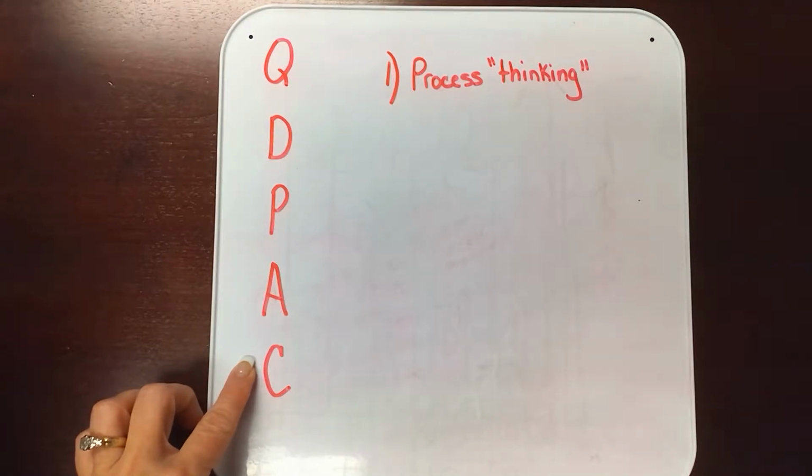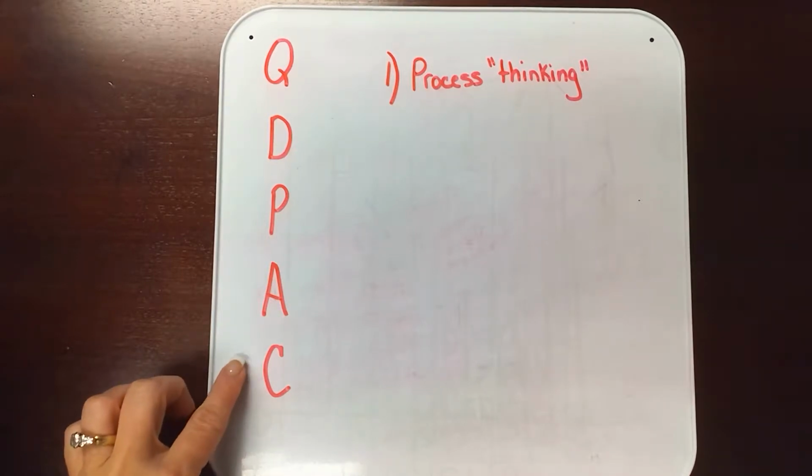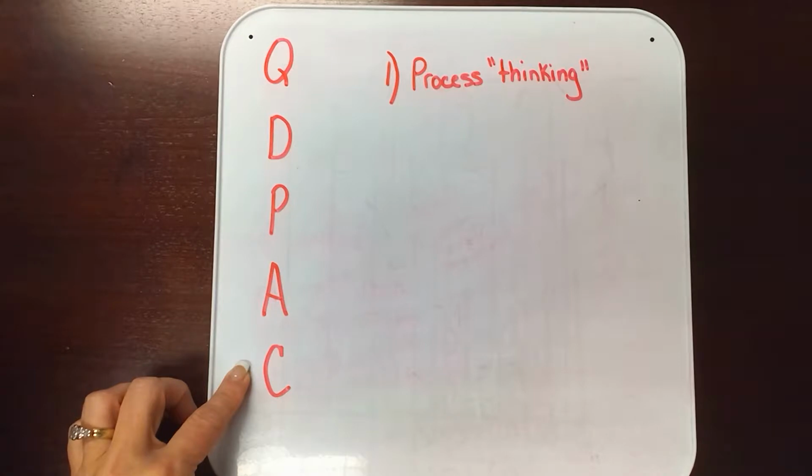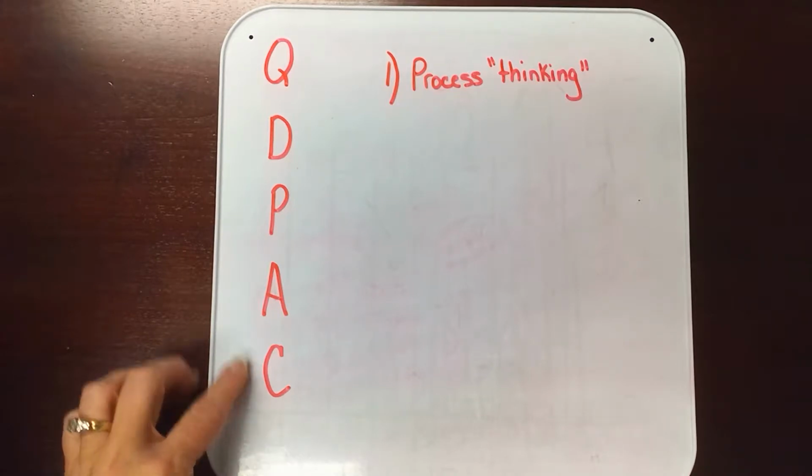We don't sit there and think about, I'm identifying the question, I'm identifying the data, I'm identifying the plan. We do not do that in our brain because we are problem solvers. Our students are not. So we have to teach them the process that they need to go through when they encounter any type of problem.